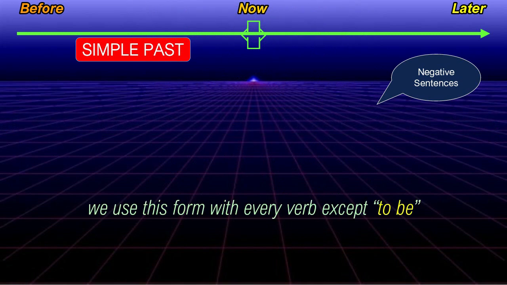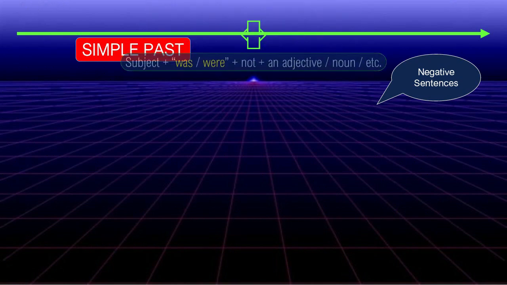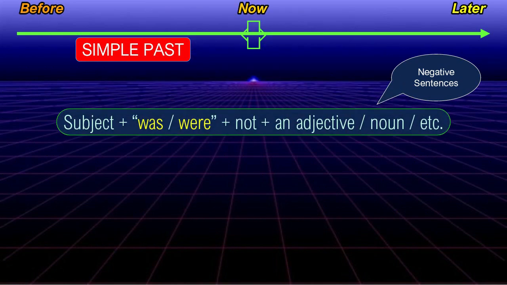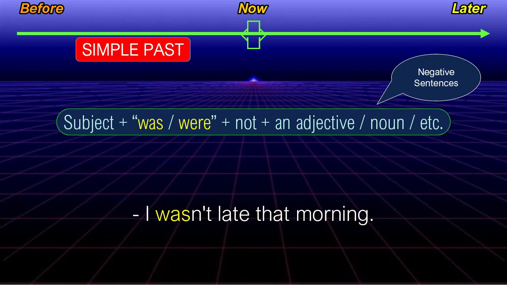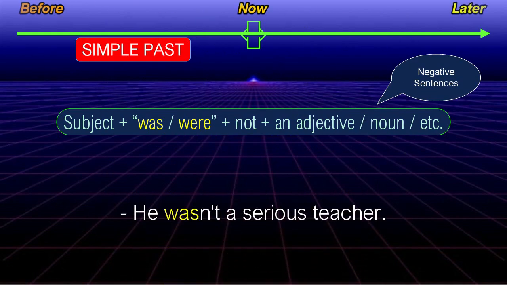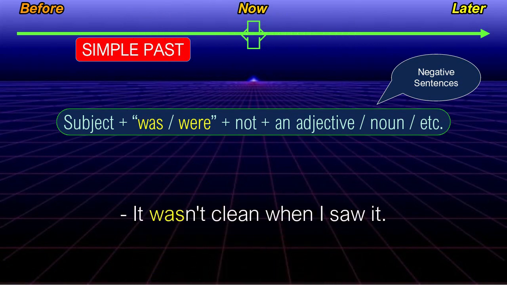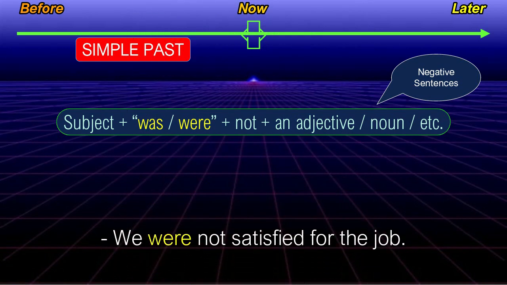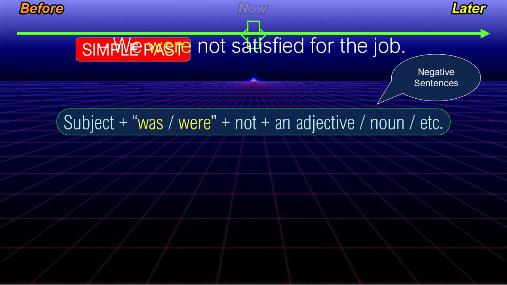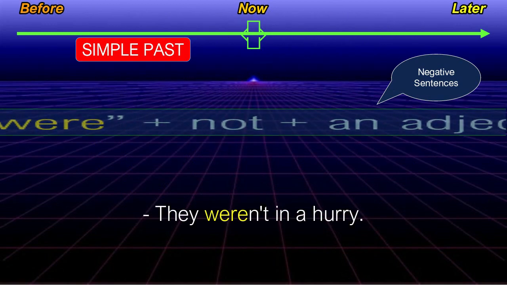We use this form with every verb except to be. The structure is subject plus was, were, plus not, plus an adjective, a noun, etc. I wasn't late that morning. You weren't present at the meeting. He wasn't a serious teacher. She wasn't married to him. It wasn't clean when I saw it. We were not satisfied with the job. You weren't sad to hear the bad news. They weren't in a hurry.